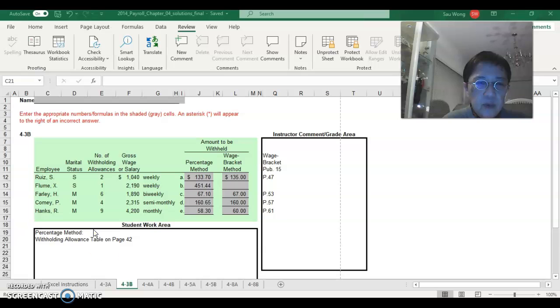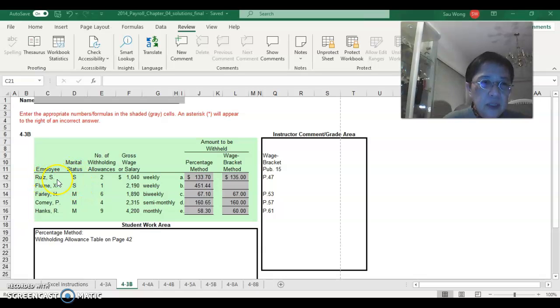Homework assignment number 4. You are responsible to do 4-3A through 4-8B. And I will be talking about the B section: 4-3B, 4-4B, 4-5B, 4-8B. Let's take a look at 4-3B first.